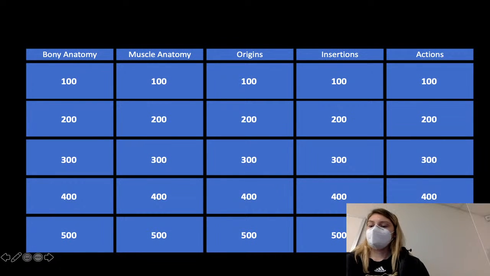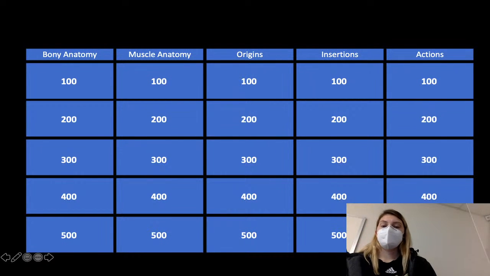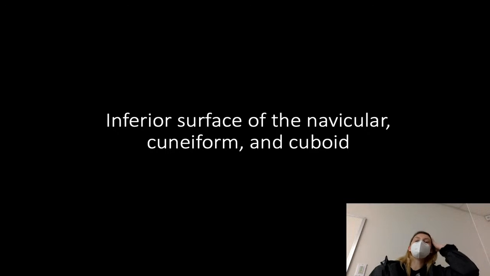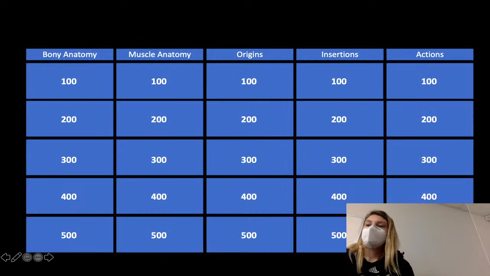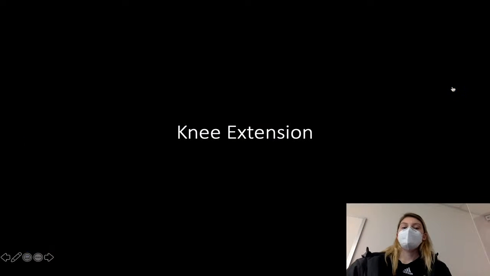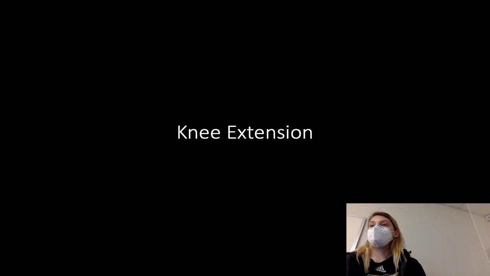Okay, so there is 5 and 1 left. 5. Inferior surface of the navicular, cuneiform, and cuboid. Tibialis posterior, correct. That was 500. Okay, last one is actions for 100. List all of them. Knee extension.